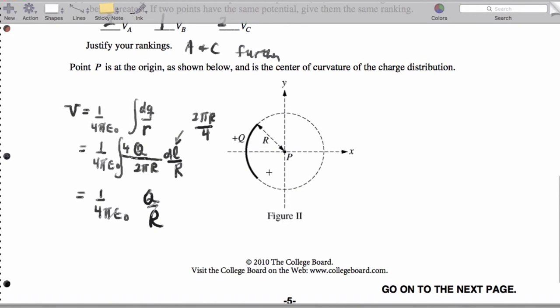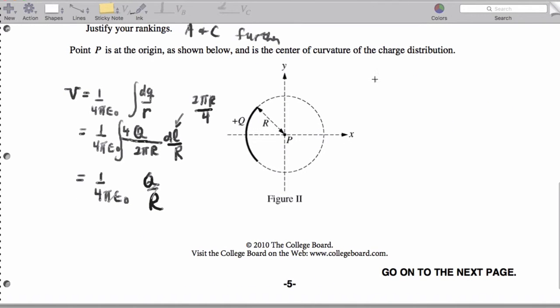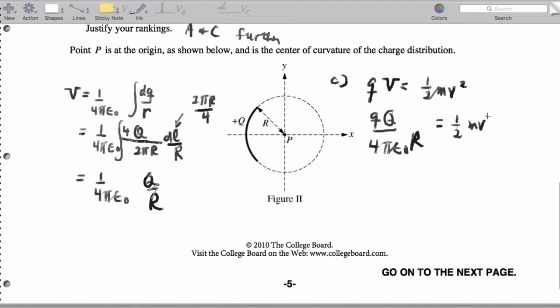Keeping that in mind, we're going to use that in the kinetic energy calculation. For part C, it says derive an expression for the speed when released from the origin. So QV is the work done, and that equals 1/2 mv squared. So Q times Q over 4 pi epsilon naught R equals 1/2 mv squared. When we isolate, we get Q times Q over 2 pi epsilon naught times m. We'll take the square root of that, and that gives us the speed.